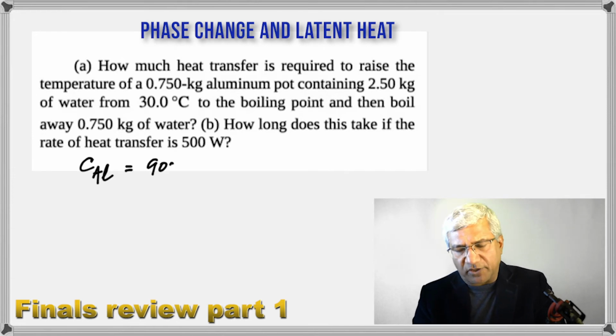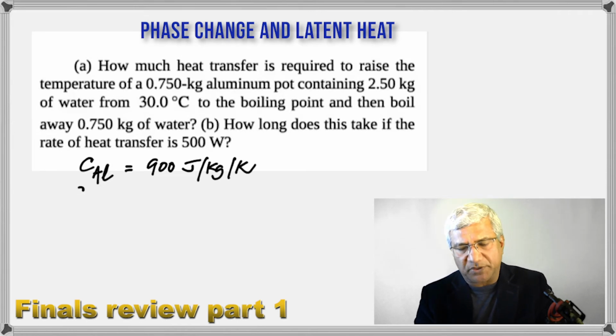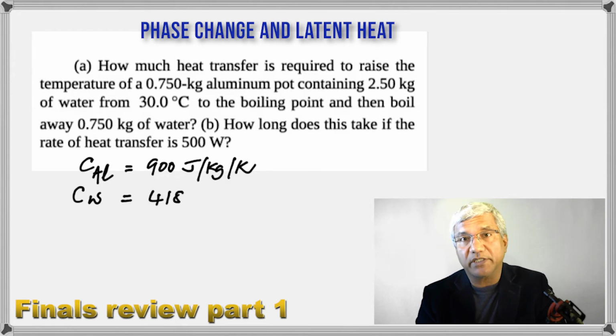The specific heat of aluminum is given. It's 900 joule per kilogram per Kelvin. And the specific heat of water is also given. It will be a good idea to know it. It's 4,186. Same units.